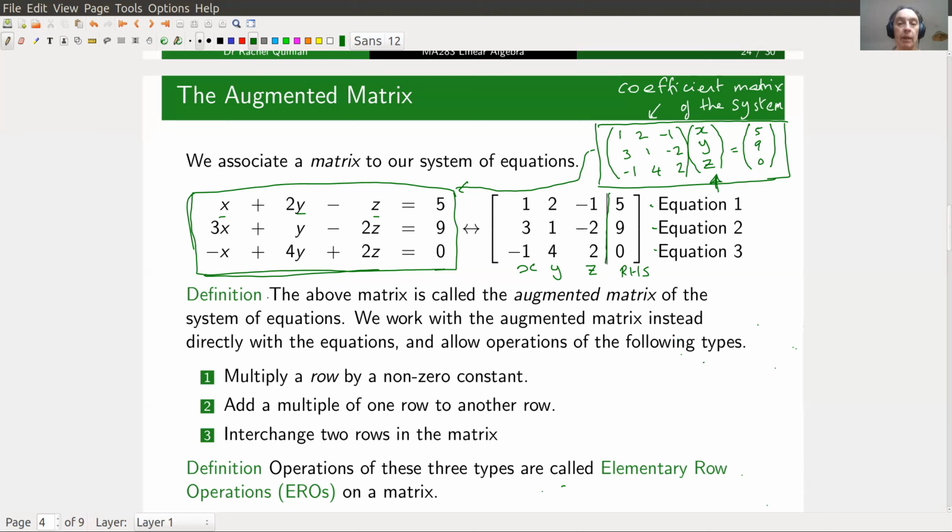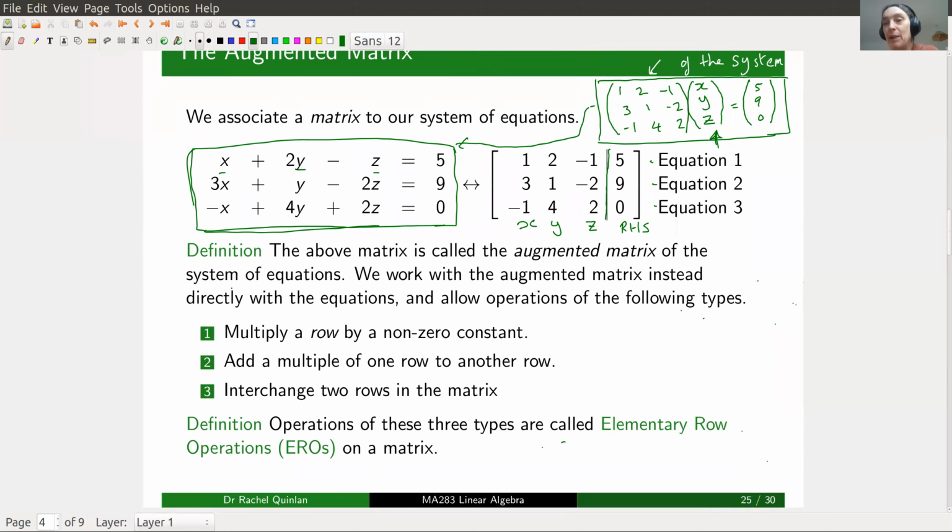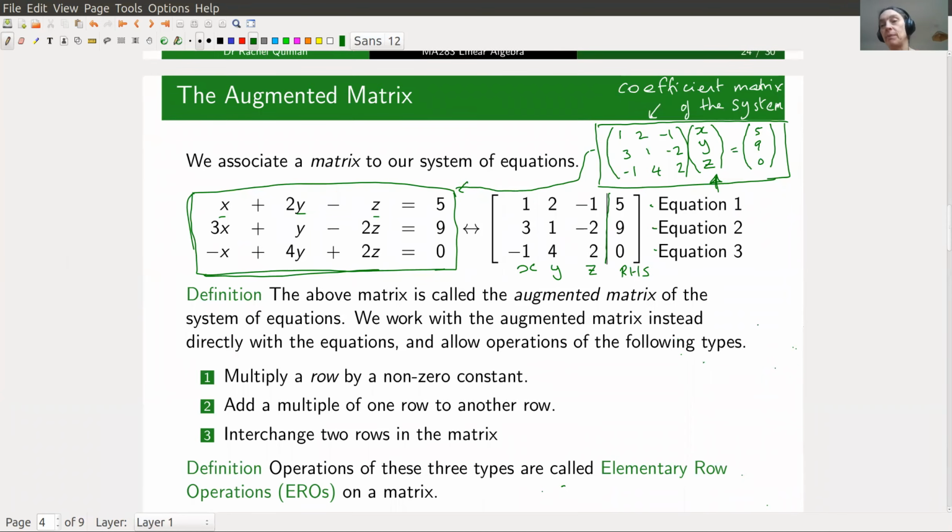Okay, so the operations that we were allowed to carry out when solving the system of equations by what I refer to as ad hoc or direct methods was we could multiply an equation by a non-zero constant, maybe with the goal of matching the coefficient of some variable in two different equations and then adding them together or subtracting one from the other. And we could add a multiple of one equation to another equation.